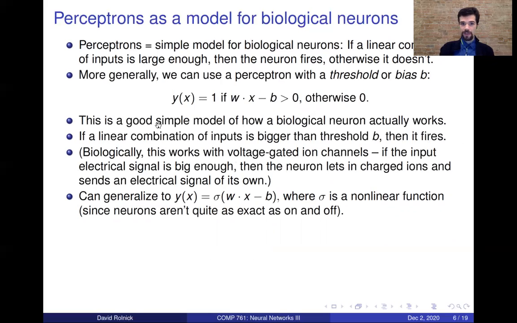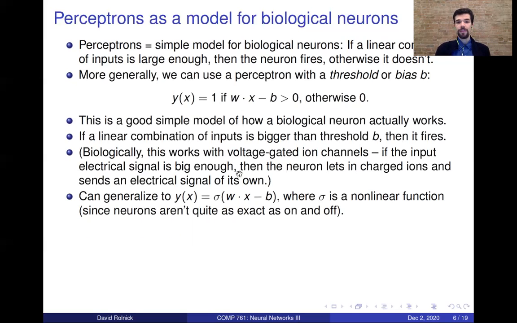We can generalize this model, which we just saw. Here the neuron fires, so that the output is 1 if this linear combination is greater than the threshold. Otherwise, it outputs 0. You can generalize it to some nonlinear function of this. Instead of being literally a step function, where it's 0 unless it reaches a certain point and at that point it's 1, you can say it's going to be a nonlinear function which does something depending upon where I am here.